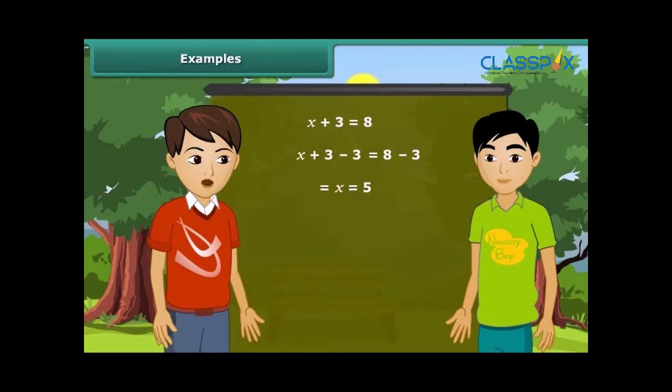Are you sure that this answer is true? We can check this by placing the answer in place of x. If the left-hand side is equal to the right-hand side, then the answer is correct. We can see that here LHS, the left-hand side, is equal to RHS, the right-hand side. Hence, our answer is correct.